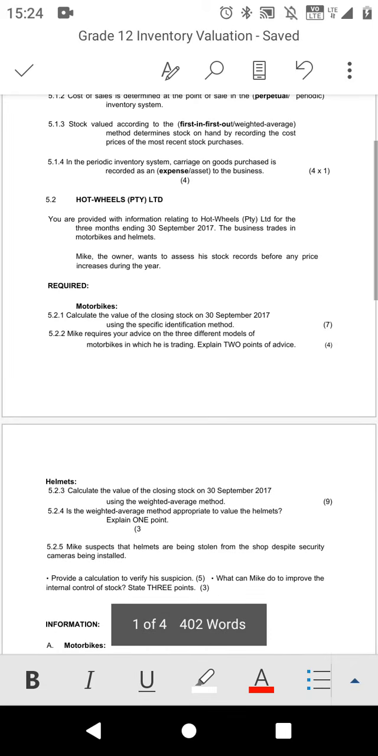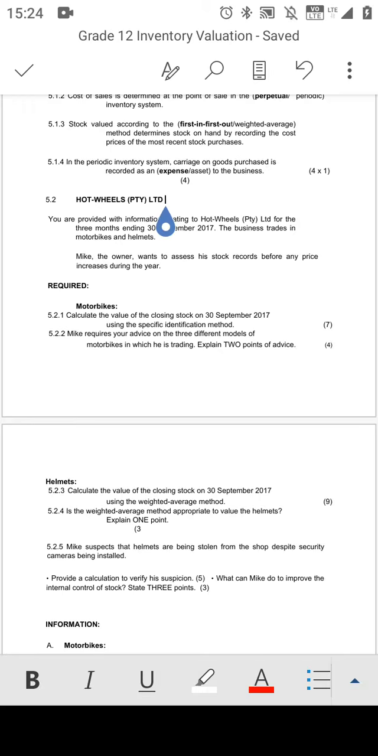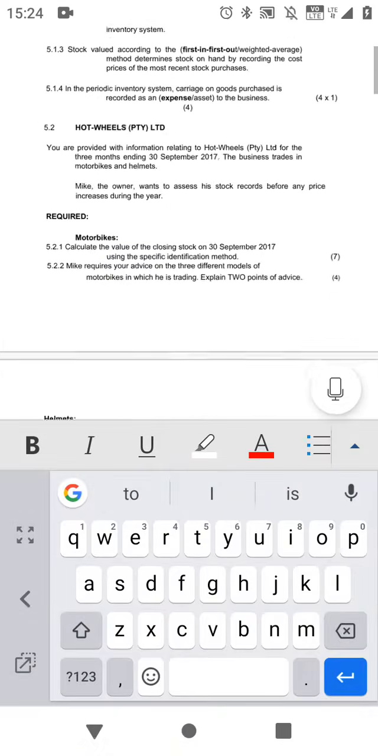Alright, now let's go to 5.2 where we also have to calculate. You are provided with the information related to Hot Wheels Pty Ltd for 3 months ending 30 September 2017. The business trades in motorbikes and helmets. So we have two products, which are motorbikes and helmets. Mike, the owner, wants to assess his stock record before any price increase during the year.